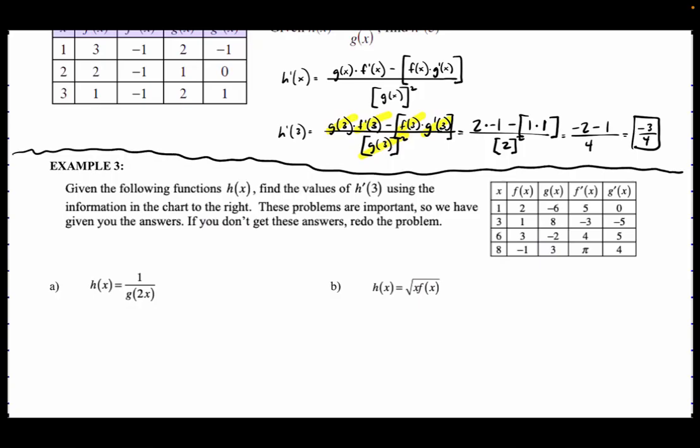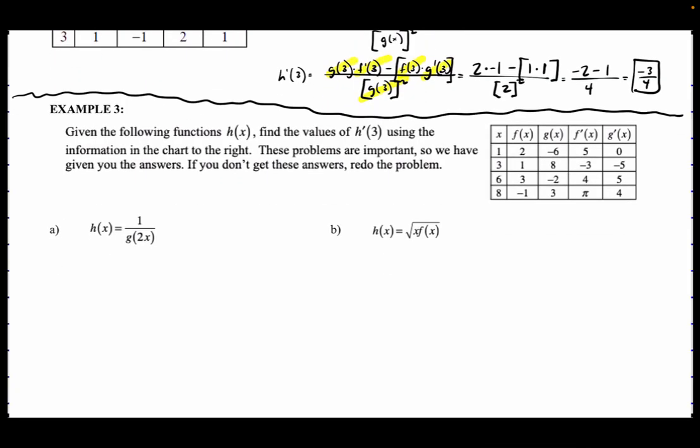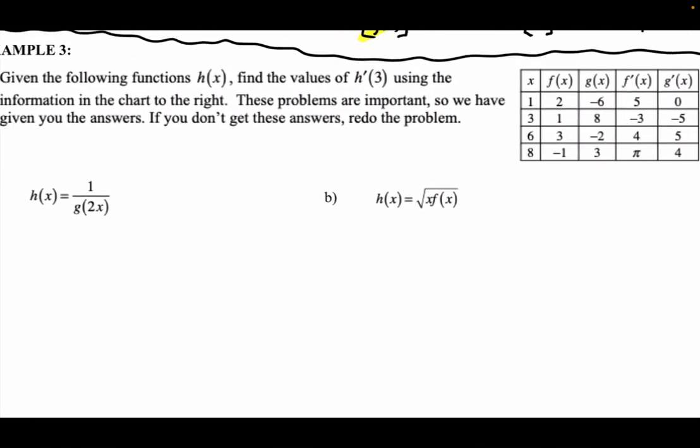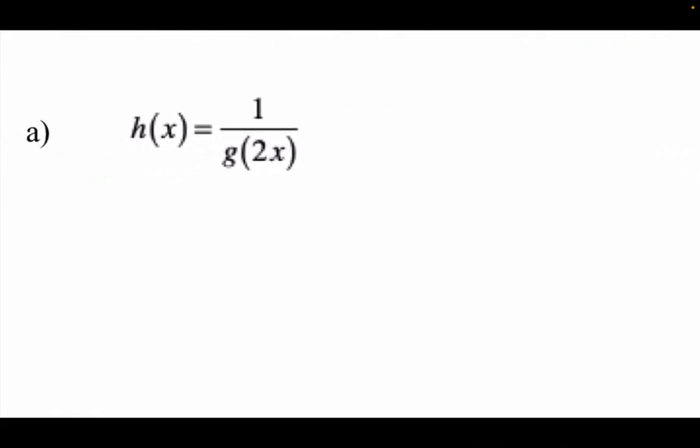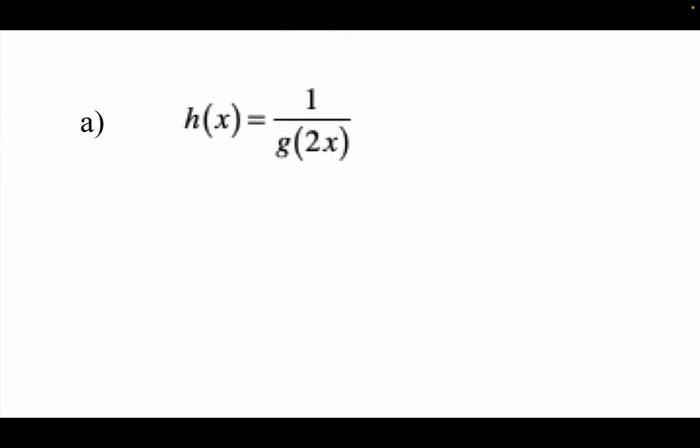Okay, so now in example number 3, we got a new table. And we need to find h prime of 3 for all of them. So for A and B, we need to find h prime of 3. So the first thing I have to do is find the derivative of this guy. What am I going to do to find the derivative?